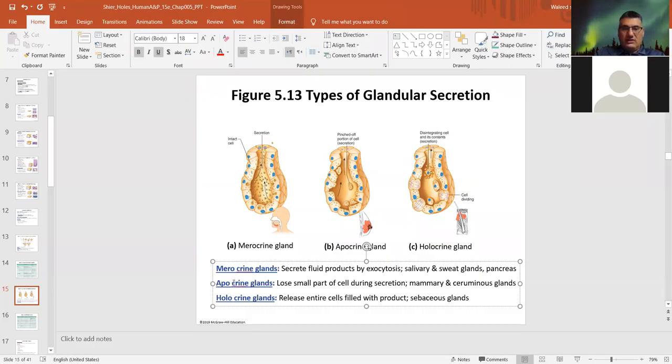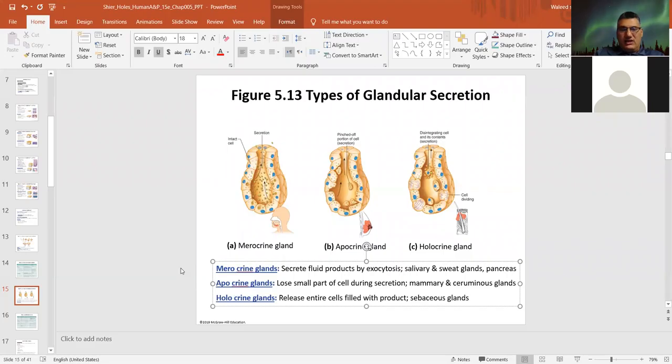What does it mean? Mero means exocytosis, or you're secreting without losing anything. Apo means top, meaning when you secrete, you lose the top part of the cell. Holo means whole, the whole thing, meaning when you secrete, the whole cell is gone. You secrete and die. This is where the name came from.